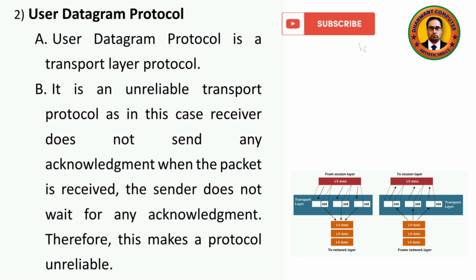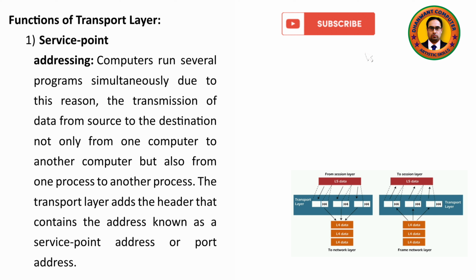2. User datagram protocol. A user datagram protocol is a transport layer protocol. It is an unreliable transport protocol, as in this case the receiver does not send any acknowledgement when the packet is received. The sender does not wait for any acknowledgement. Therefore, this makes the protocol unreliable.